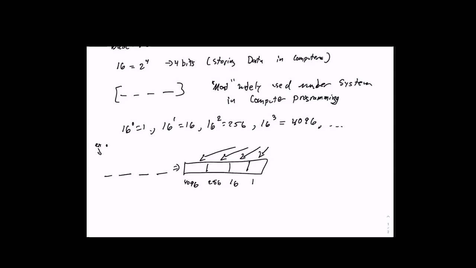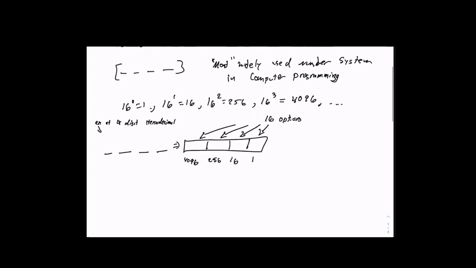This is an example of a 4-digit hexadecimal. You can have a 1-digit hexadecimal, but the idea is that each digit can have how many options? The answer is 16 options. There's 16 possibilities for each one of them. But if we know our numbering system, it kind of gets you a little confused because with decimal you had 0 through 9.